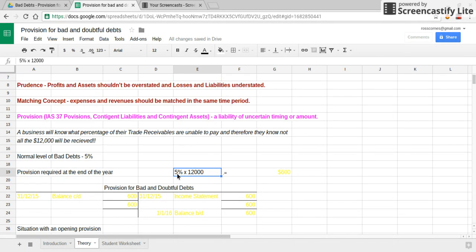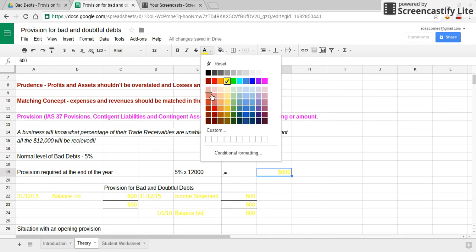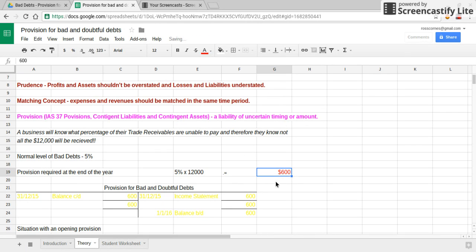So calculating the provision that's required at the year end is really easy. You know your trade receivables, you know your percentage rate, so you would just do 12,000 divided by 100 and multiply by 5. So the provision that this company needs to have at the end of the year is going to be $600.